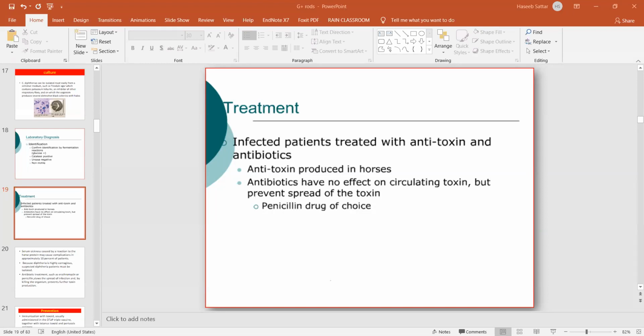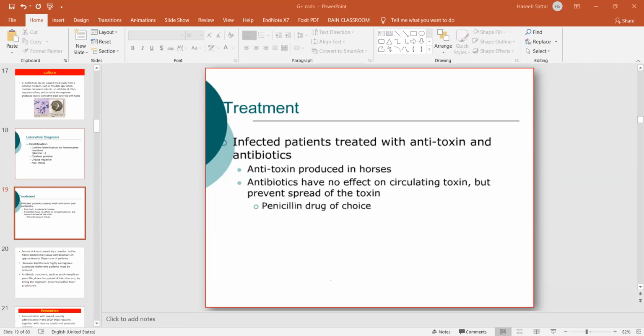But remember, this antitoxin does not affect the toxin which is already bound to the cell receptors. So it can only neutralize the free form of toxin. The toxin which is already present in the cell, as we have discussed, has two fragments, A and B fragment. The toxin already present within the cell cannot be inactivated. It can only inactivate the toxin that is circulatory and in free form.